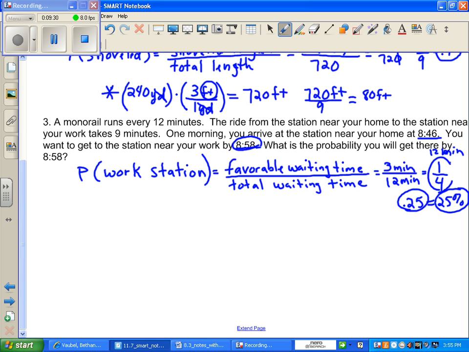Alright, I'm going to stop this set and pick up with some geometric probabilities in the second set. So you can look at those in just a bit.